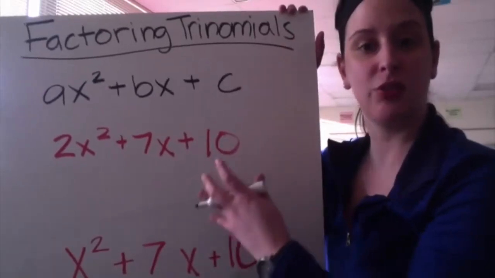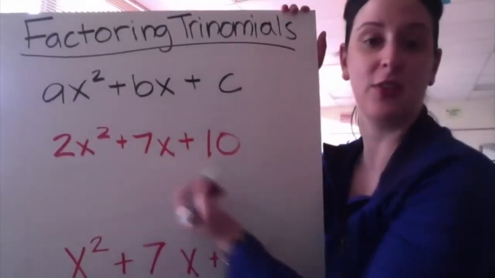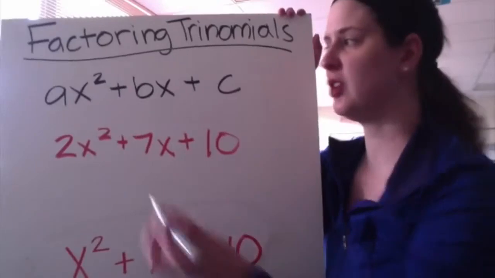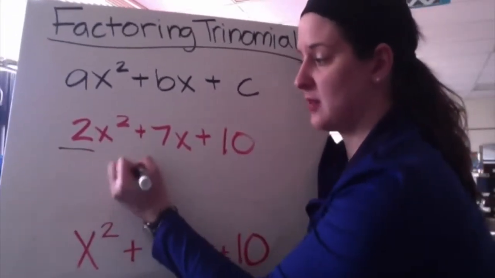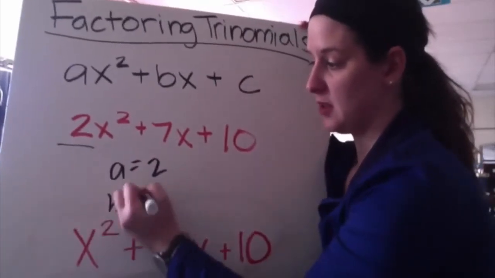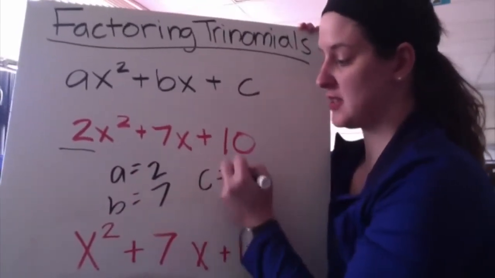Now, when we see trinomials, the coefficients like 2, 7, and 10 are actually A, B, and C. For example, 2, that's our A. Our B is 7, and our C is 10.